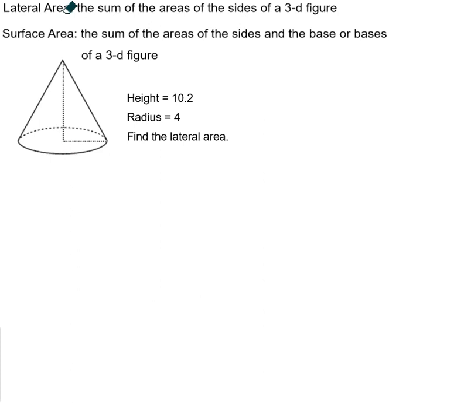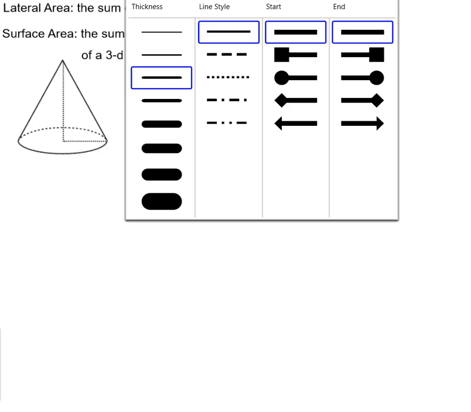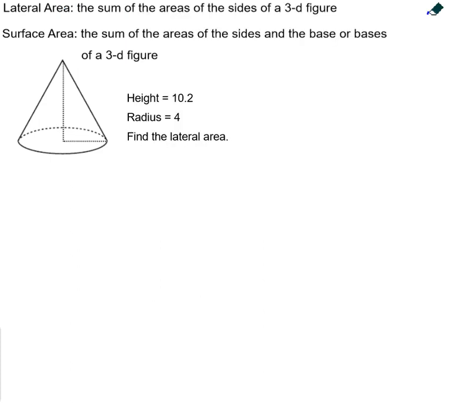So sometimes I take a common sense approach, but the cone is a little bit harder. I usually do just jump to the formula when I work on a cone problem. So in this case, I'm going to start by jotting down the formula for lateral area of a cone. Our lateral area formula is pi r l.